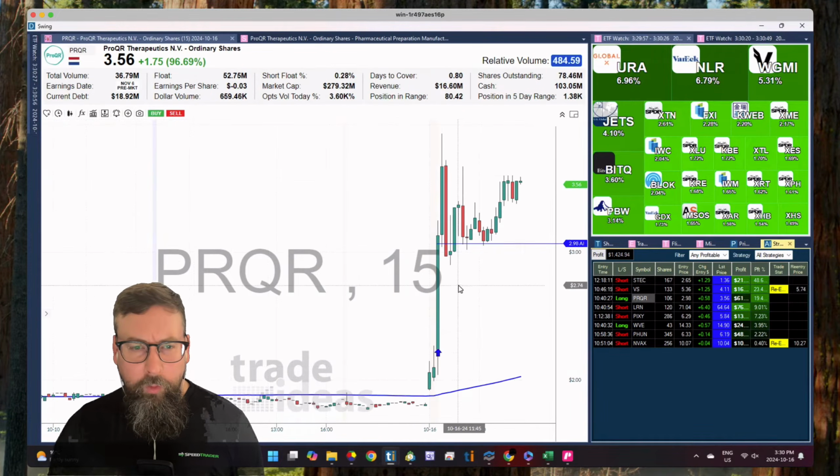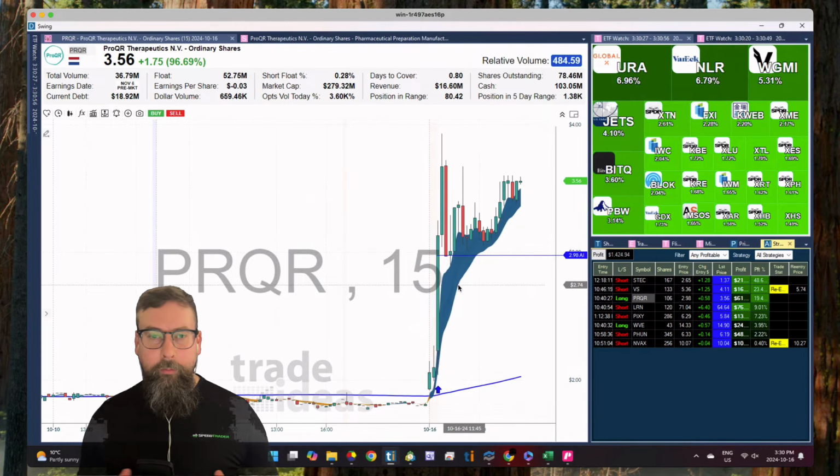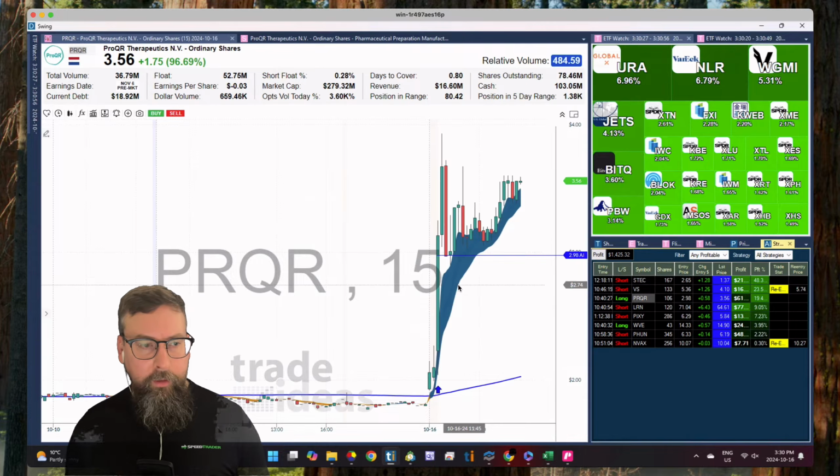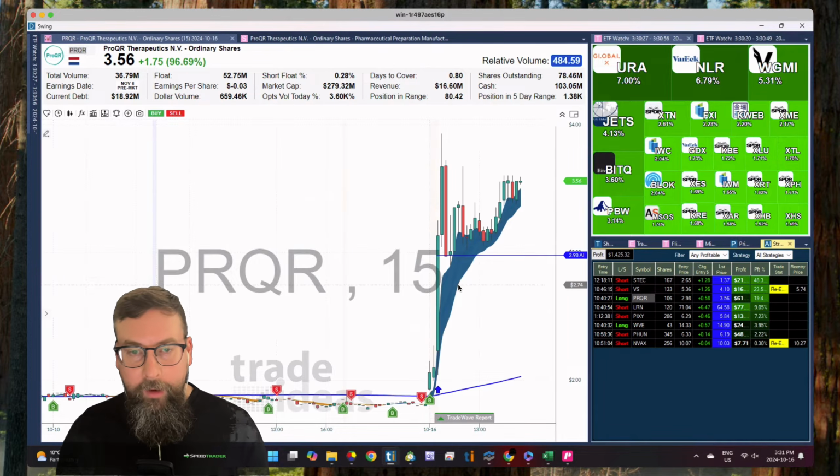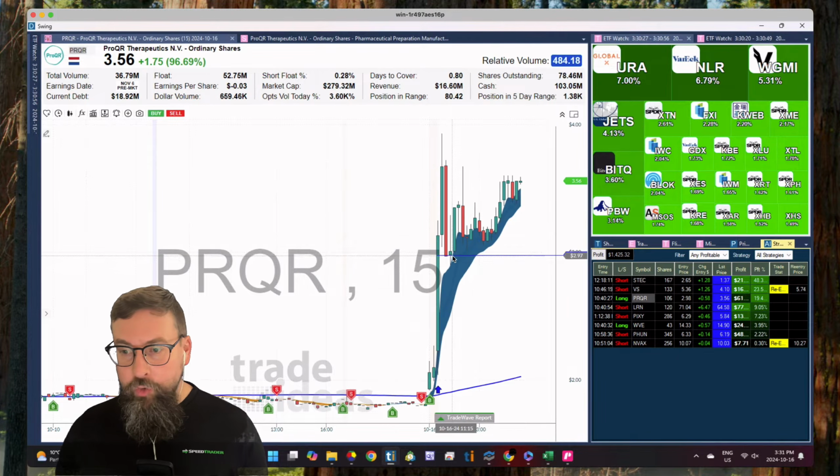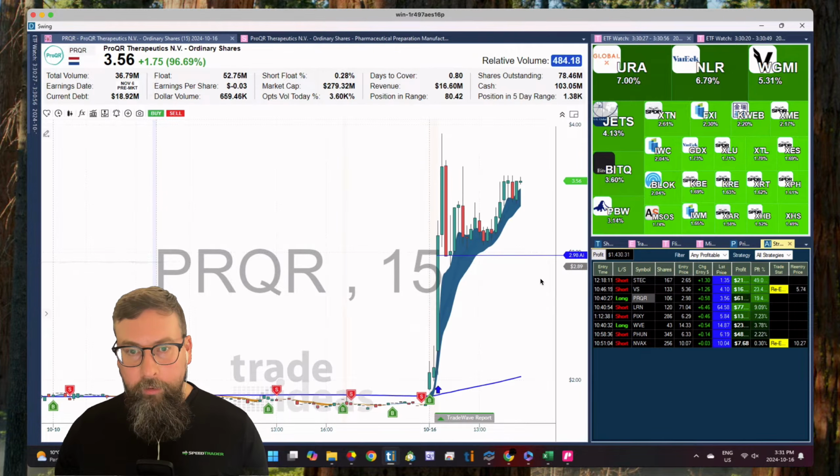All right, everyone. So, a quick lesson on how you can combine features that we have in Trade Ideas to potentially boost results a little bit. Now, I'm looking here at PRQR, which is one of our AI recommendations today at 298, right there. You can see that little blue area.